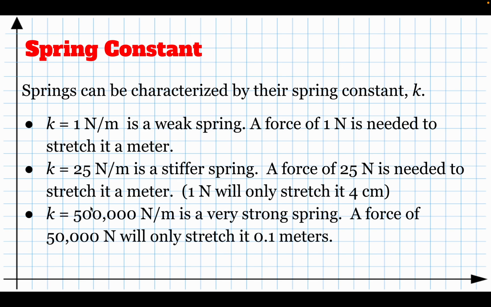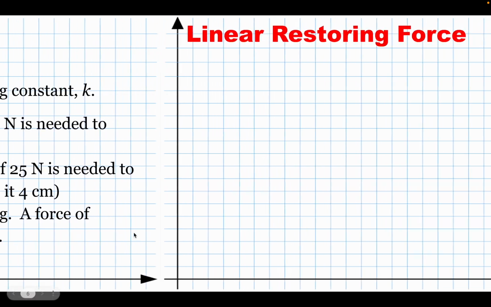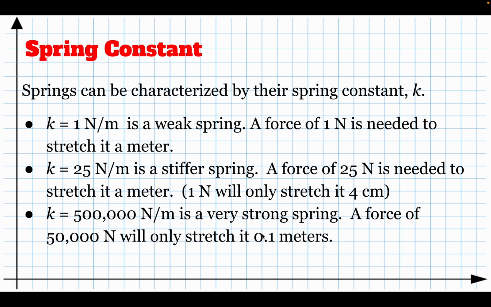And if the spring constant, for example, was 500,000 newtons per meter, that would be a very strong spring. This is like the kind of springs that hold your car up. So your car is connected to your wheels by springs, and they have very large spring constants. They're very stiff springs. In this case, if it took 500,000 newtons to stretch it a meter, then if you had 50,000 newtons, you would only stretch it 0.1 meters, or about 10 centimeters. So k is just a measure of how strong the spring is, how stiff it is.